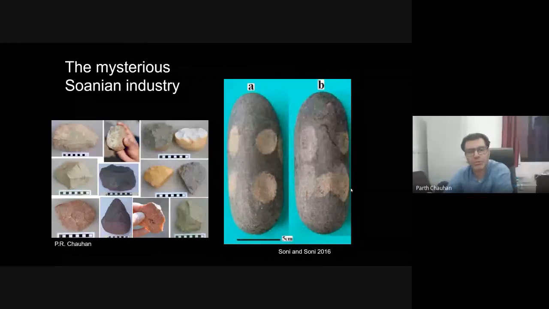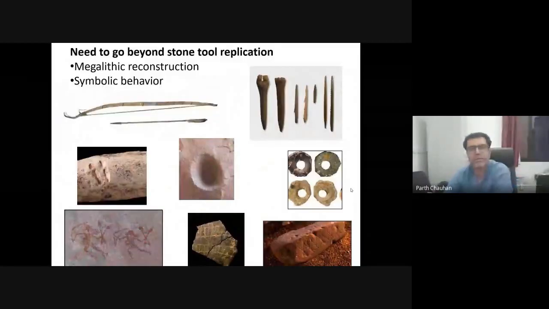And we also need to go beyond stone tools. We have so many other options for experimental archaeology. We can reconstruct a megalith. We can address things in symbolic behavior, for example, rock art, like paintings, making ostrich eggshell beads, engraving ochre, making bone tools, making copule marks. There's many tools and artifacts we can replicate to go beyond stone. So this is very important. It's not being done enough, in my opinion.